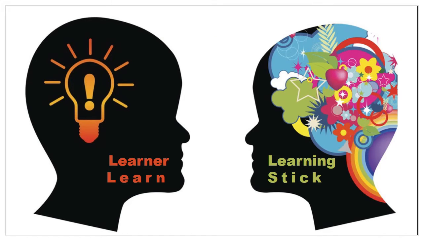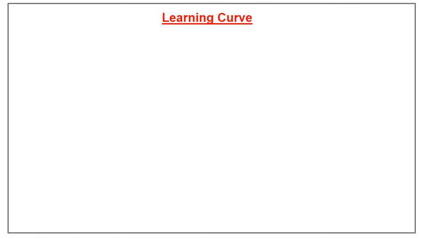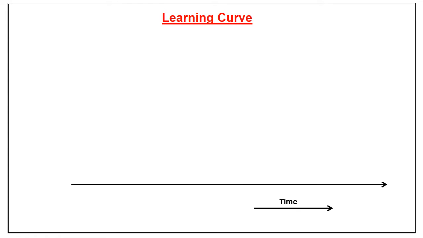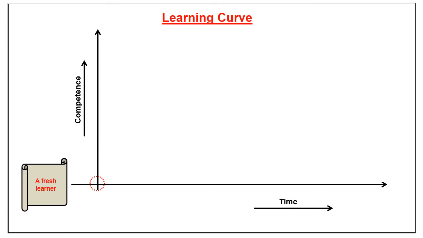Let's see how the learners learn and how we make the learning stick with them. That's the key that we're probably all looking for. To understand that, let's see the learning curve to see how a learner learns. In the learning curve, we have time on the x-axis and competence or confidence on the y-axis. This is the zone where a fresh learner comes into your training program, for which you've already done all the relevant gap analysis and made the content really relevant for them.